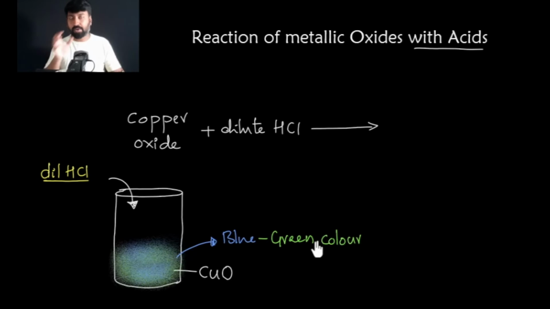We have to predict what this compound is and why the color is changed. Why is the color changing? Because this dilute HCl is reacting with copper oxide and forming a salt. Salt is produced, and along with that, water is produced.